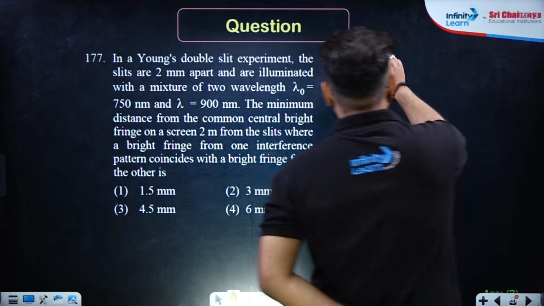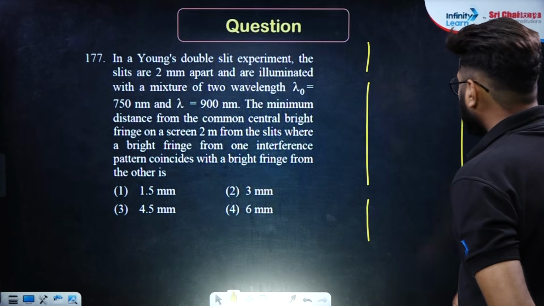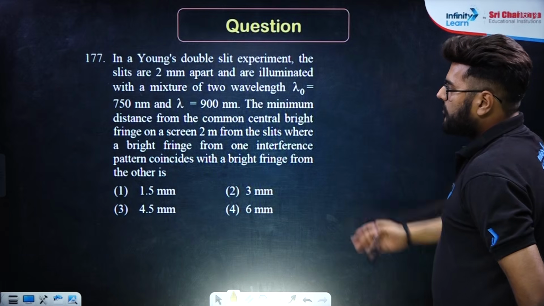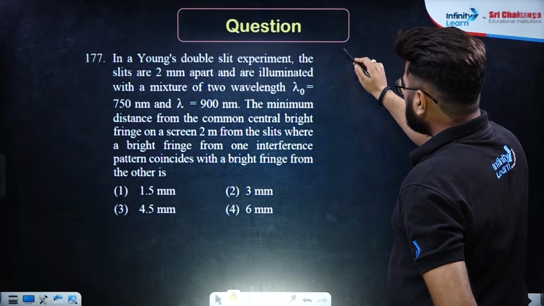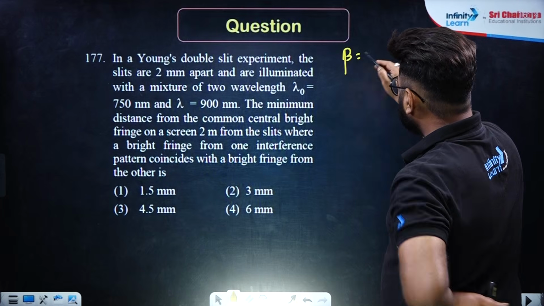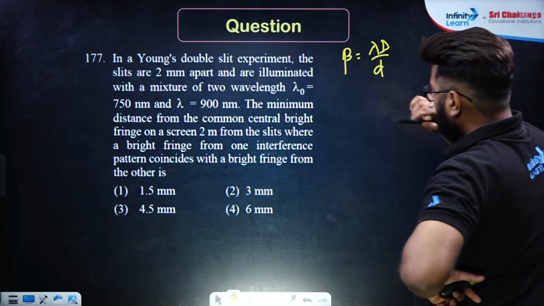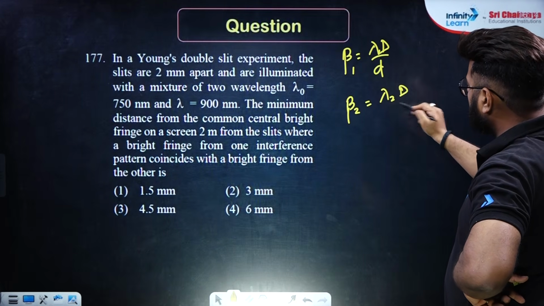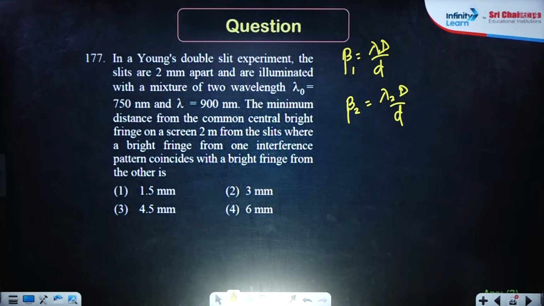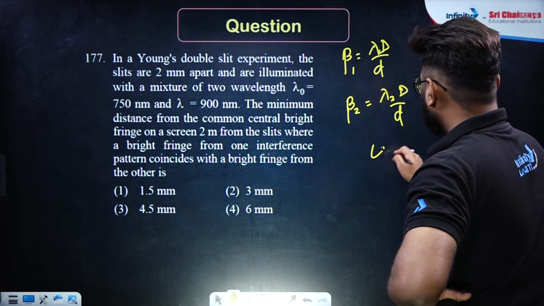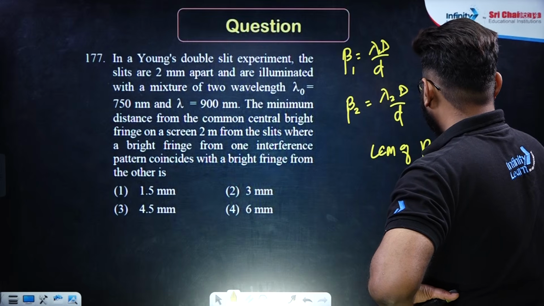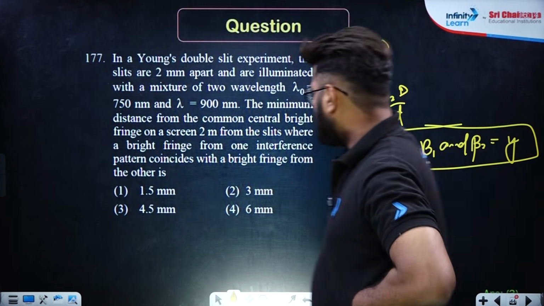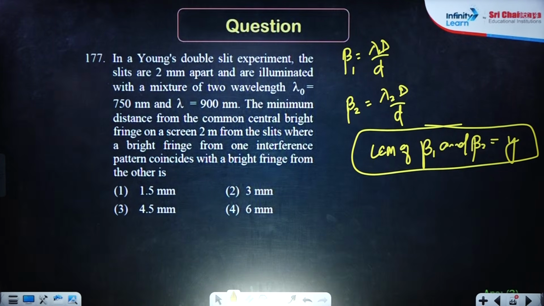See, this is a standard case where you need to find out the LCM. So the LCM over here will be for the first. What is going to be the beta, the fringe width for the first one? It will be lambda 1 capital D upon small d, right? This is for the first one. For the second one it is lambda 2 capital D upon small d. Just take out the LCM of both of them, the LCM of beta 1 and beta 2. That will be basically the y where both of them will interfere. Just take out the LCM, you will be able to find out the answer.